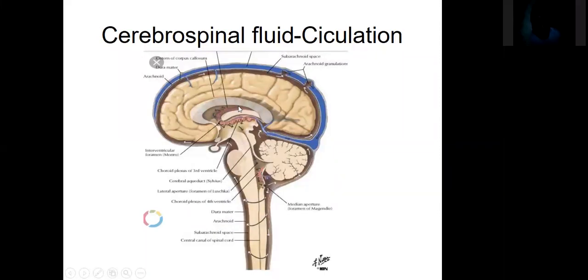So when produced from the choroid plexuses in the lateral ventricles, it circulates from the lateral ventricles through the foramen of Monro into the third ventricle. From the third ventricle, it goes through the aqueduct of Sylvius into the fourth ventricle. From the fourth ventricle, it goes either into the central spinal canal, central medullary canal, or to the subarachnoid spaces through the lateral foramina of Luschka and the medial foramen of Magendie, the medial cerebellar foramen.